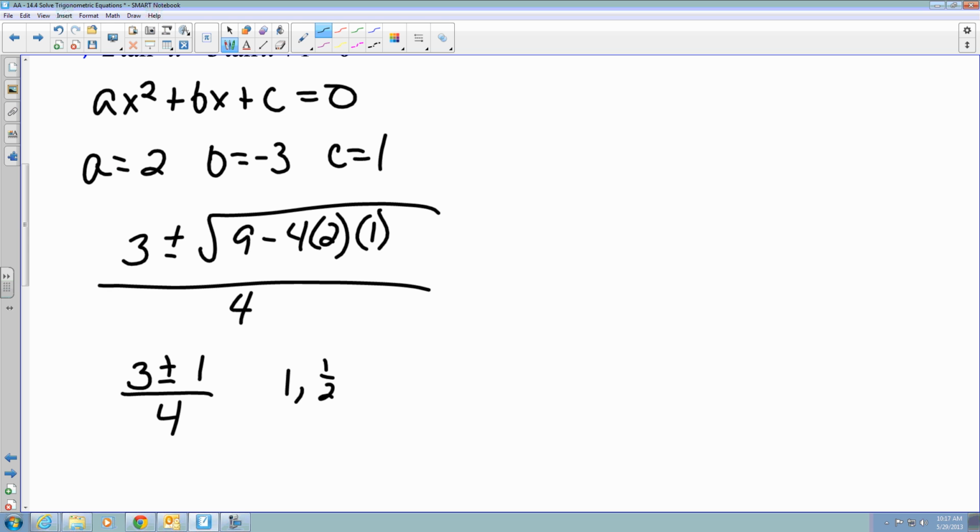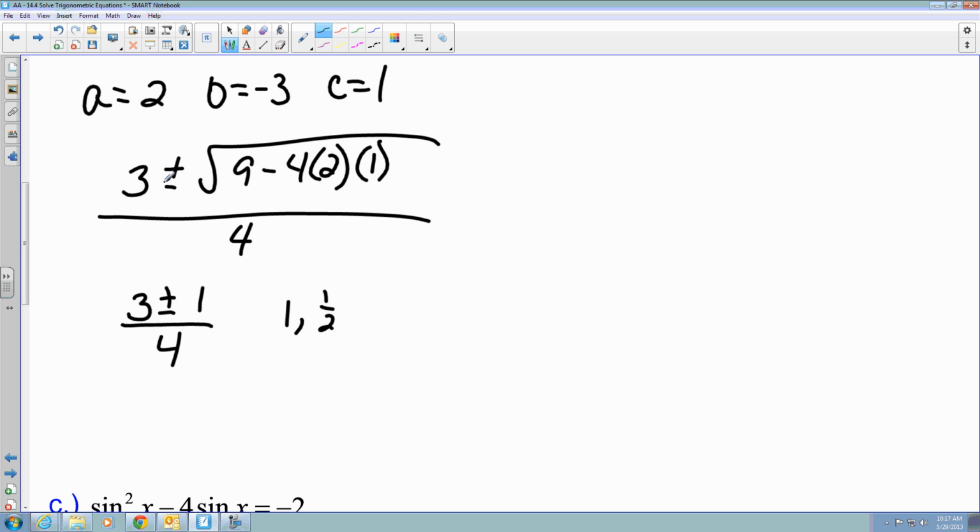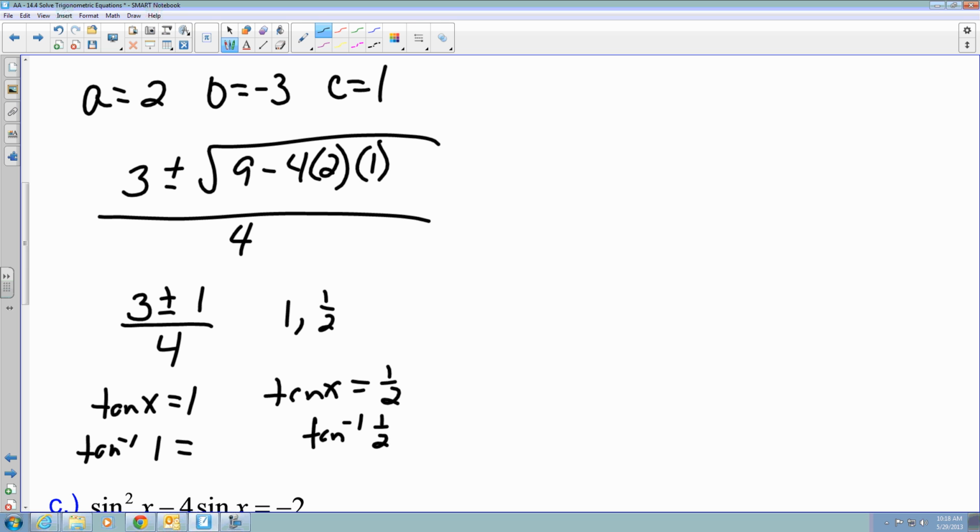So this is where it changes, because before you would get x equals 1 and x equals 1/2. But because we're in trig functions, we now have to write it as tangent x equals 1 and tangent x equals 1/2. So now in order to find what this x value is, we must take the inverse tangent of 1 here. That will give us x. And we must take the inverse tangent of 1/2 here.